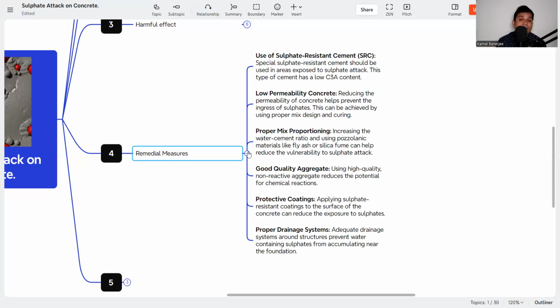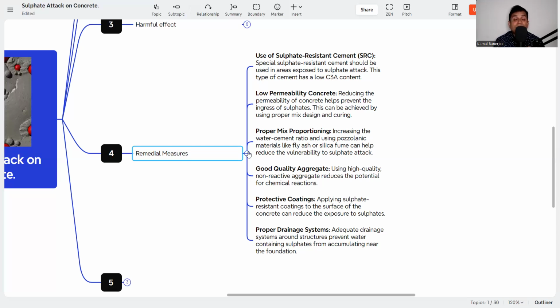So nowadays in the mix design we are using pulverized fuel ash, GGBS, and microsilica, which are called supplementary cement materials. These also are a good way to reduce sulfate attack. Then good quality aggregates are very important to use inside the concrete. Why? Using high quality non-reactive aggregate reduces the potential for chemical reaction.